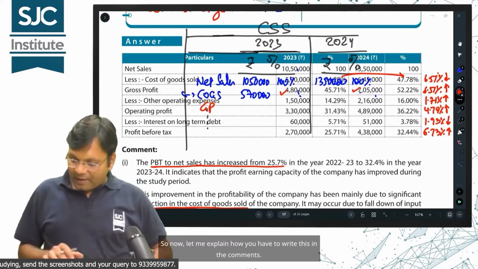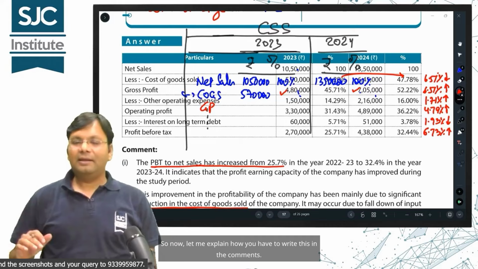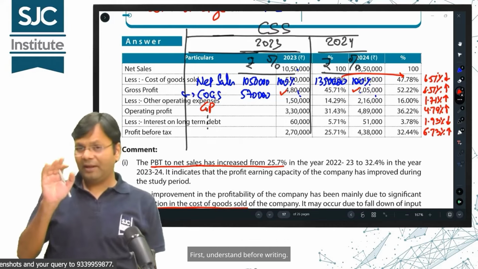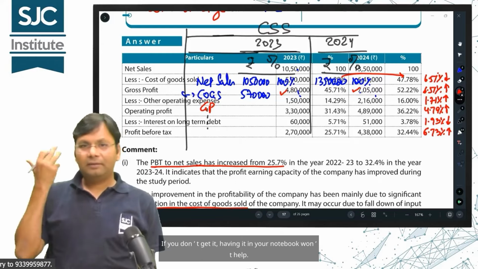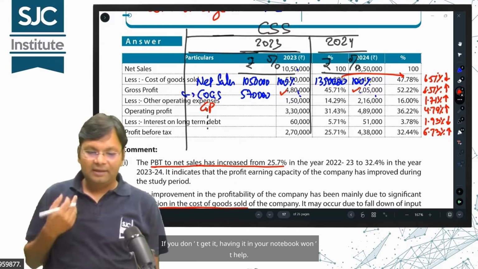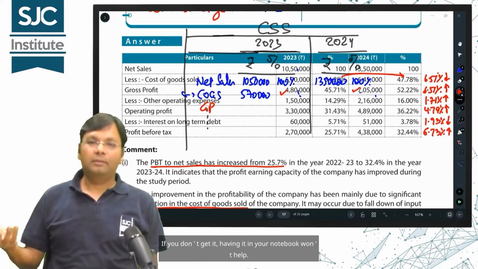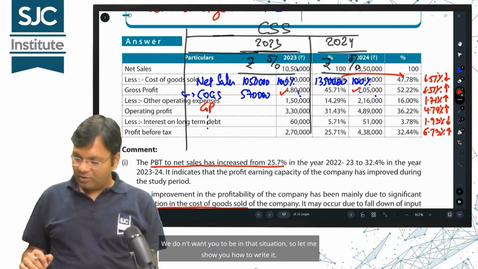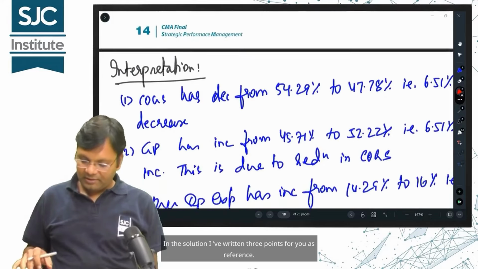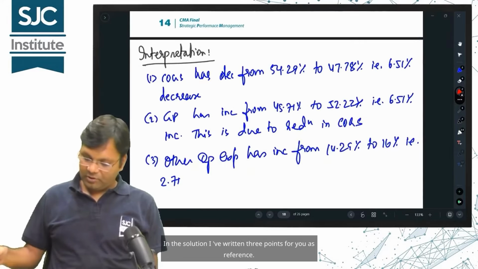So now, let me explain how you have to write this in the comments. First, understand before writing. Don't rush or copy blindly. If you don't get it, having it in your notebook won't help. We don't want you to be in that situation, so let me show you how to write it. In the solution, I've written 3 points for you as reference.